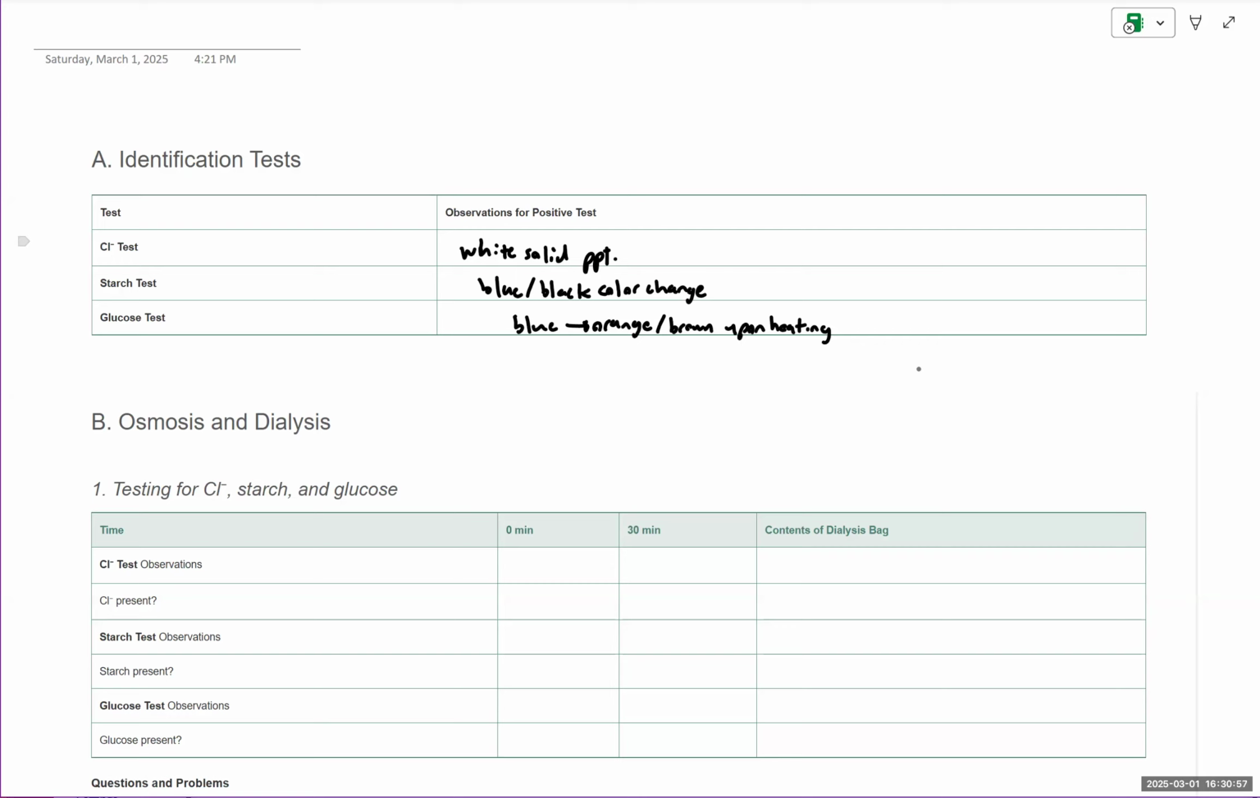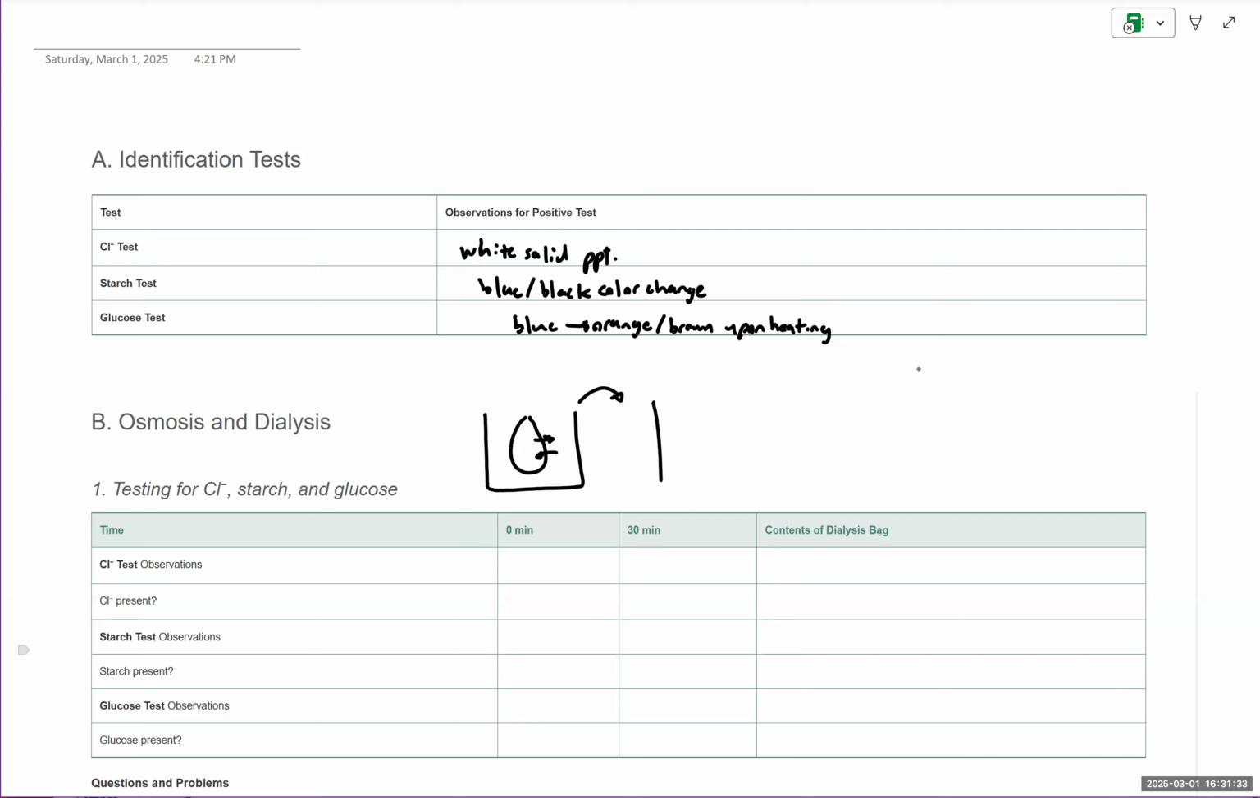Okay, so now that we have that out of the way, we're going to begin our overview and begin discussing the osmosis and dialysis procedure. Just to help you visualize what's happening here, we load our reagents into the dialysis bag and we allow some time to pass. Over time, certain ions and compounds will be able to pass through the dialysis bag membrane, while other compounds will not.